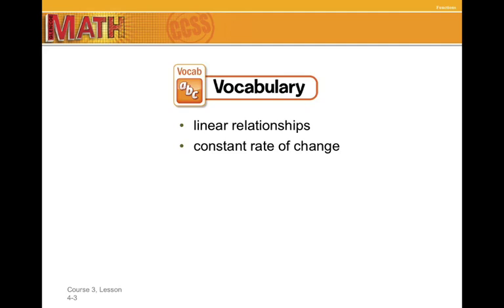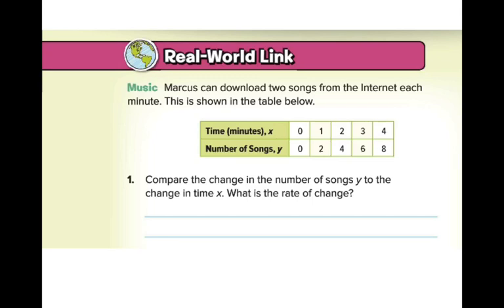Okay, we're going to have two vocabulary words. Because this is a new unit, you'll want to start a new vocabulary page, and we just have two words for this lesson: linear relationships and constant rate of change. All right, finally we're getting to this worksheet. Take a look at our first problem. It's a real-world link talking about music.